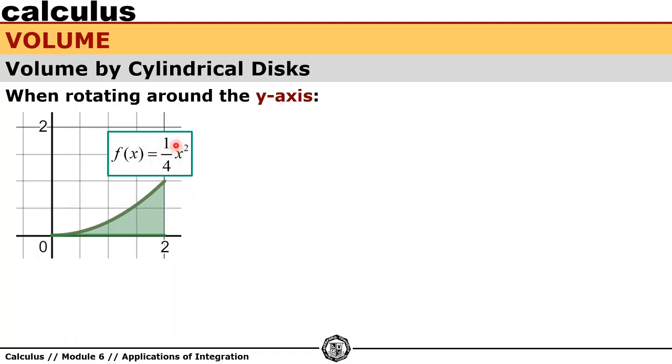The curve we're still working with is 1/4 x squared. But since we're going to be going around the y-axis, this is going to require a little switcheroo with the function. So here we go. Let's make this happen with respect to y.